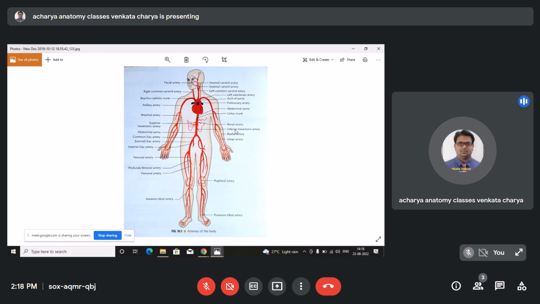It enters into the umbilicus, passes through the umbilical cord, then pierces the umbilicus and enters into the fetal body. In the fetal body, it runs above, passes through the sinusoidal spaces, and finally drains into the inferior vena cava. So inferior vena cava opens into the right atrium. Are you getting? So where does the inferior vena cava open? The right atrium.